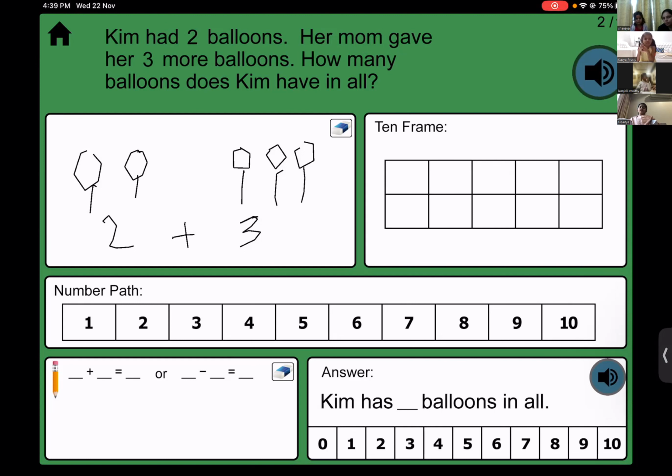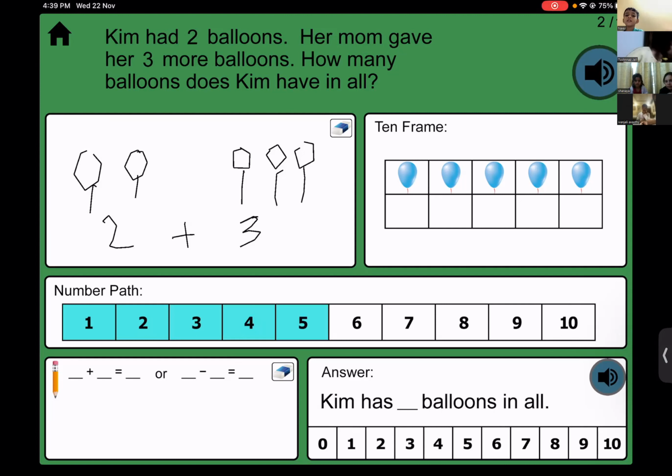Okay. So now, first, how many balloons did she have? 2. Correct? Now what happened? Her mom gave her 3 more. So, what's the total number of balloons? 5. It's so easy, Shania. See, you can see the 10 frame and you can do the addition. Correct? Now, if we are following the same thing on the number line, we had 2, then we got 3 more. We have reached which number on the number line, Neve?